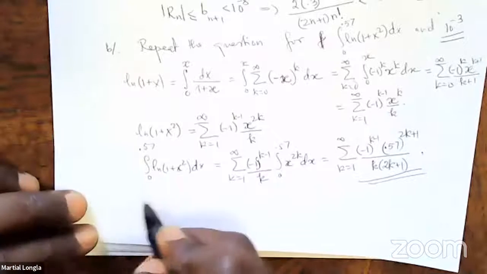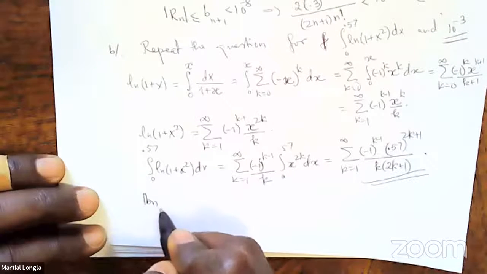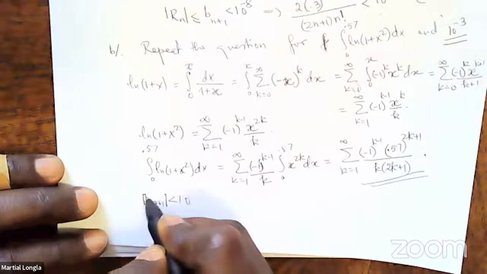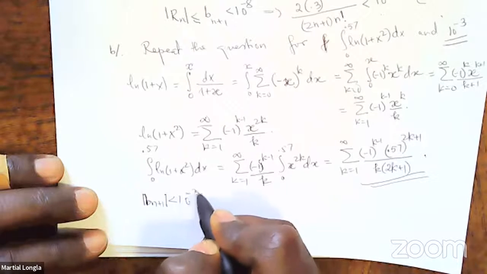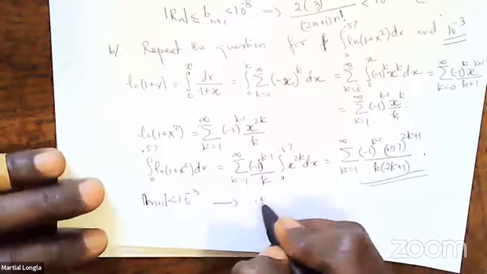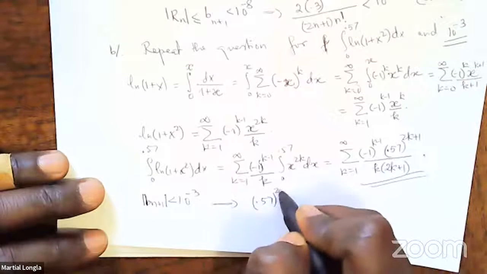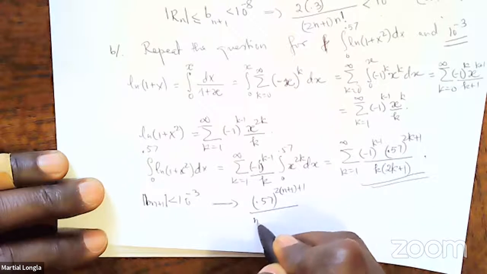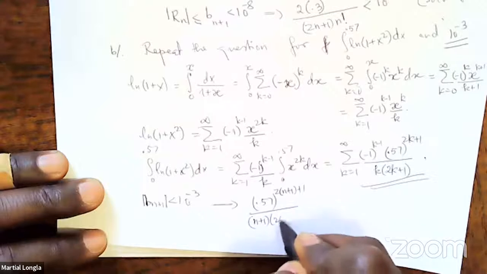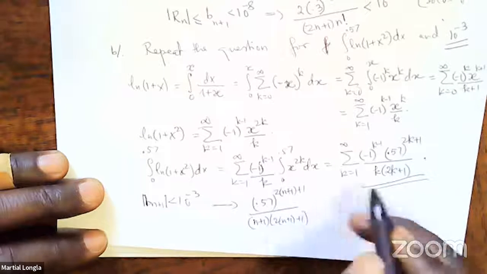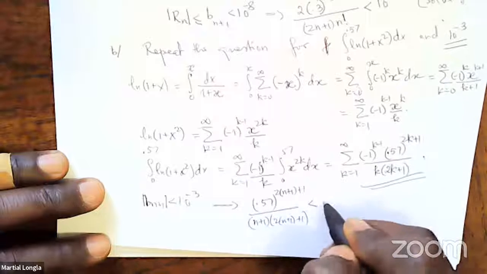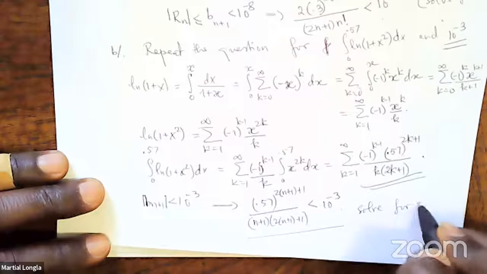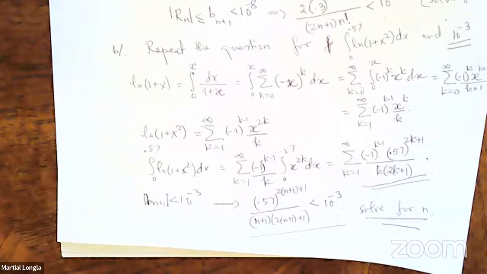And then you look at the absolute value of b n plus 1 less than 10 to the negative 3 in this case, which would mean 0.57 to the power 2 times n plus 1 over n plus 1 times 2n plus 1, and then you solve for n. All right, that's it.